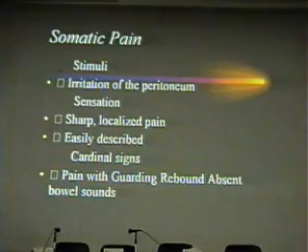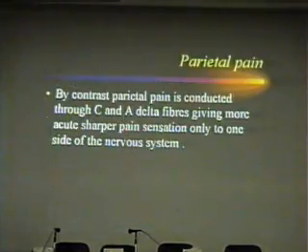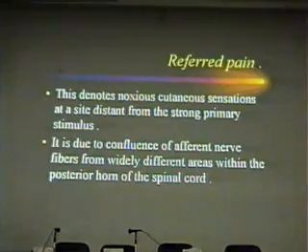Whenever we have appendicitis, we say that the pain is midline or periumbilical, and this is the visceral pain of appendicitis. When the inflammation of the appendix reaches the parietal peritoneum, the pain becomes localized in the right side of the abdomen, and this is the somatic or parietal pain. This pain is sharp and well localized, easily described by the patient, and is associated with rebound or absent bowel sounds. Parietal pain, by contrast to visceral pain, is conducted through C and A delta fibers, giving a more acute, sharper pain sensation only to one side of the nervous system, not bilaterally as the visceral.